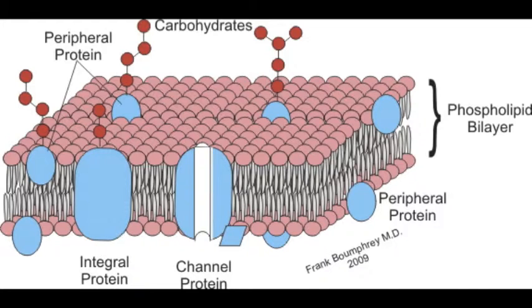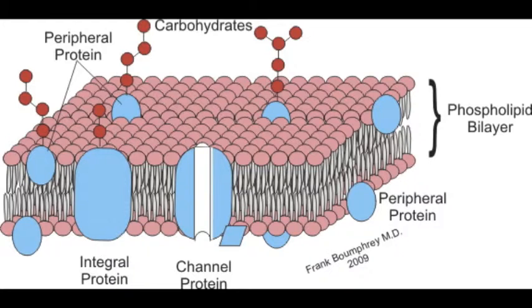The middle blue structure, the one that's a solid oval, is a receptor protein. It passes all the way through, but it looks like it's a solid molecule. There's no gap in it, no pore or channel in it. And this is the kind of protein that attaches to signal molecules.